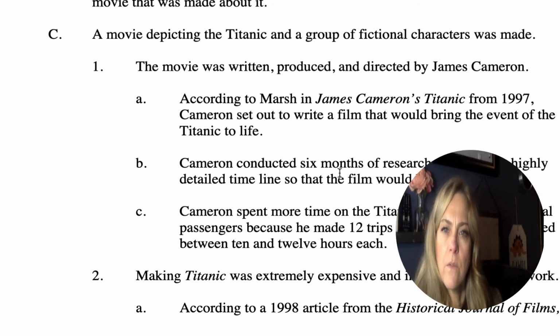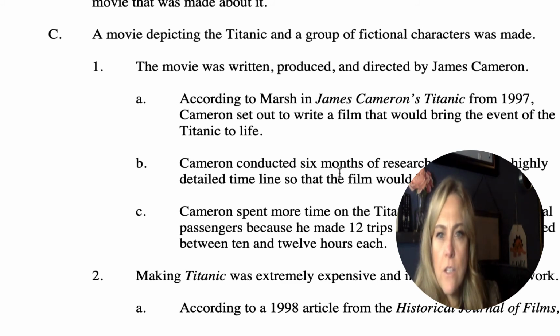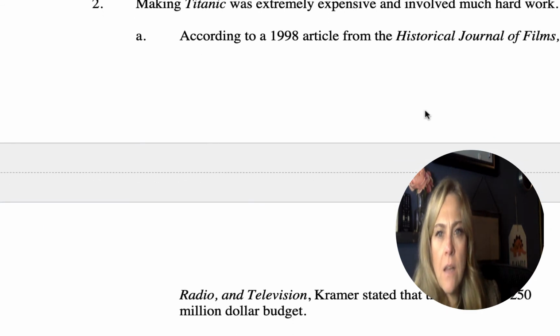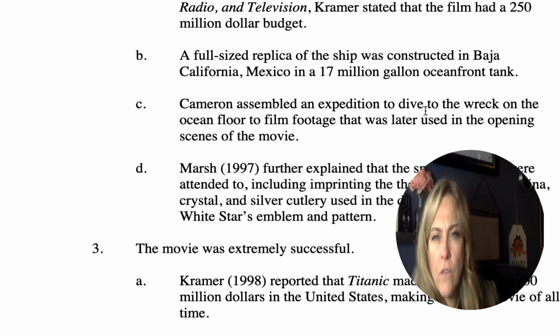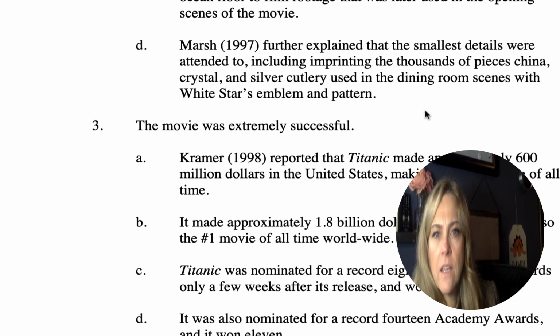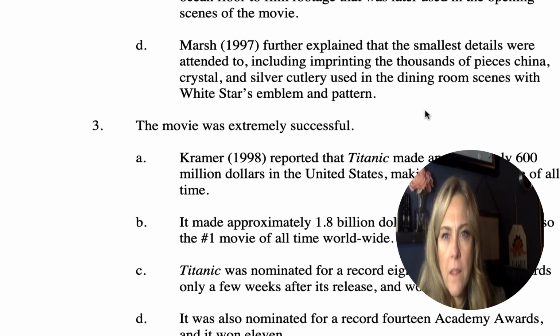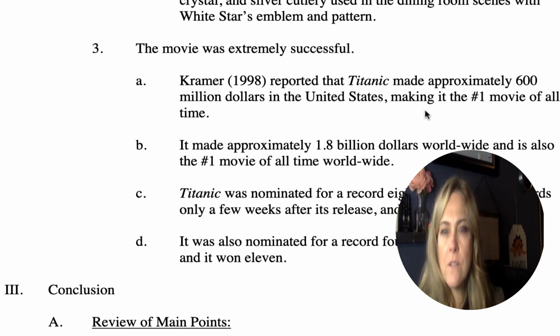So the making of the Titanic was extremely expensive and it involved a lot of hard work. According to this film, it had a $250 million budget. A replica was constructed in Baja California, Mexico, in a 17 million gallon oceanfront tank. It's interesting. He assembled an expedition to dive to the wreck on the ocean floor to film the footage that was later used in the opening scenes of the movie. He further explained in his book that the smallest details were attended to, according to the imprinting of the 1,000 pieces of china, the crystals, cutlery.